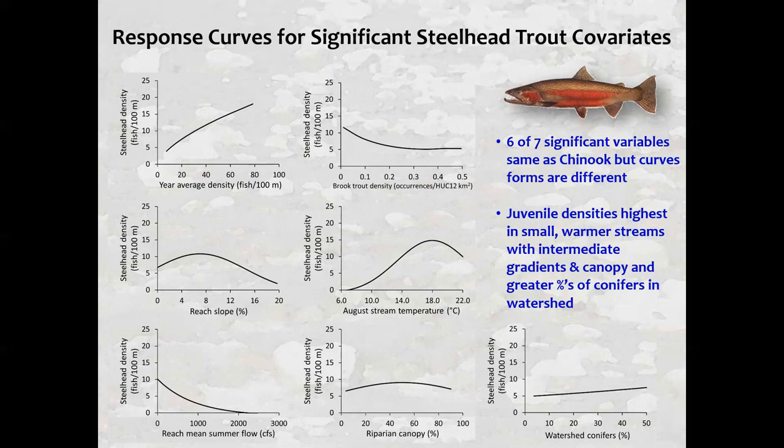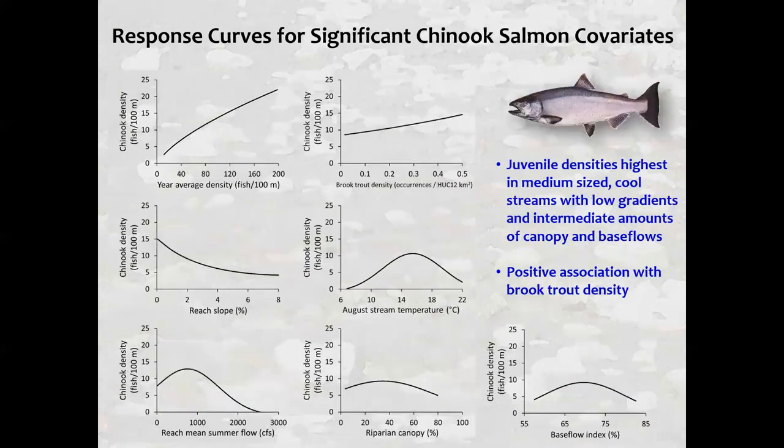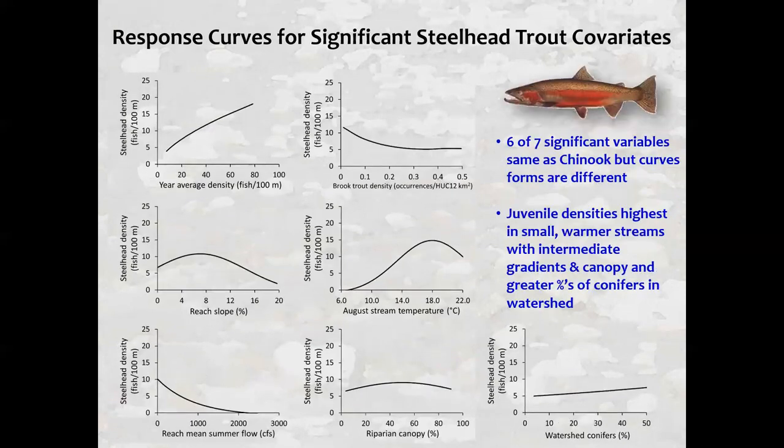So for example, if you just focus on reach slope there on the left side of that graphic, and I'll just flip to the Chinook model, you can see that response curve for the 2 species is very different, with Chinook preferring low gradient reaches and steelhead preferring intermediate gradient reaches. The take home, when you summarize across all these response curves and this composite set of predictions from the model, is that juvenile steelhead densities were highest in small, warmer streams with intermediate gradients in canopy and greater proportions of conifers within the watershed. And so again, that pretty well matches, I think, what the general perception is of what this species prefers that's out there in the literature. So that was encouraging to see both of these 2 models representing the ecology of these species.